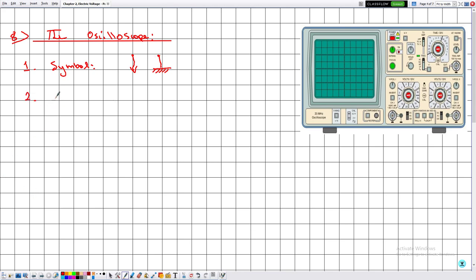Now, idea number two, what does the oscilloscope represent? The oscilloscope is an apparatus which measures the voltage by visualizing it with respect to time.